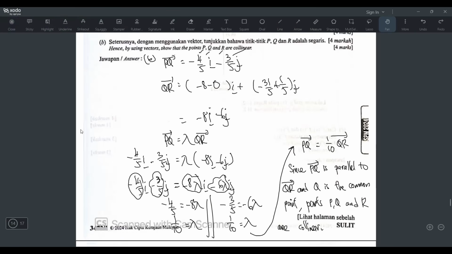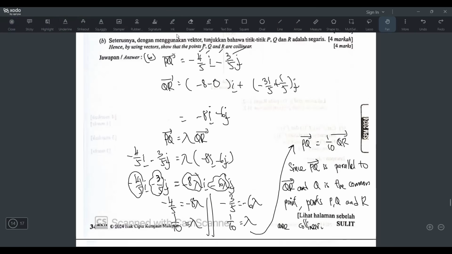Segaris. Okay, this is how I would do it. This is how I would write it in the exam. Okay, so that's the answer. Okay, let's move on.